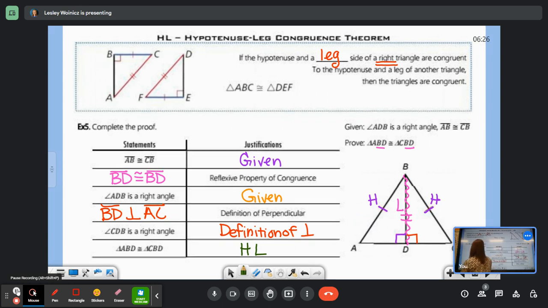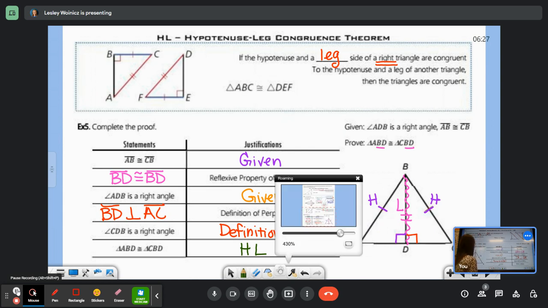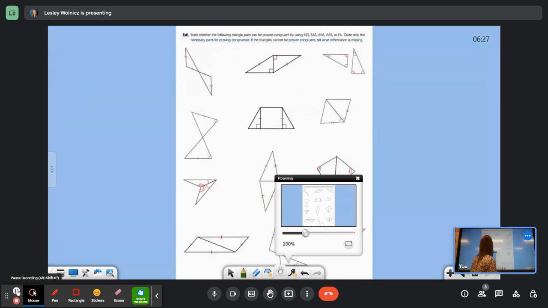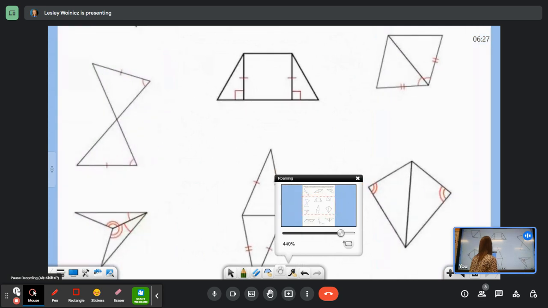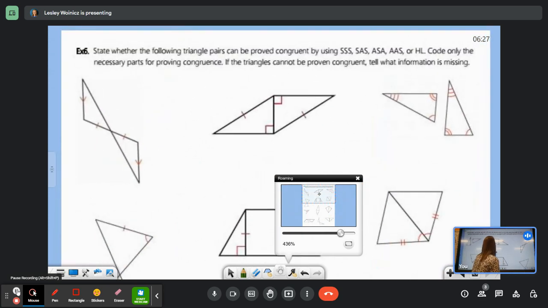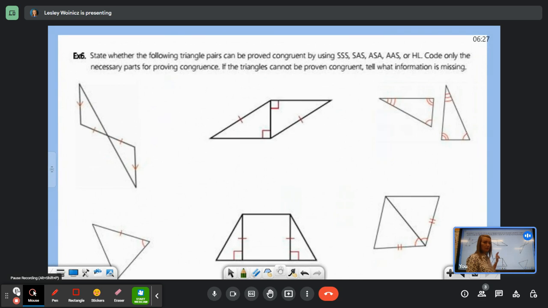Okay, that's it. Is that the bottom of the page? Oh, these are fun. Okay, so for these, you'll like these because you don't really have to prove anything. You just have to say which shortcut we can use. Okay, we do have to code the necessary parts for proving that the triangles are congruent. And if we can't prove them, we're going to tell what we're missing.